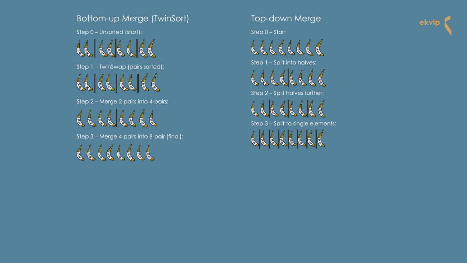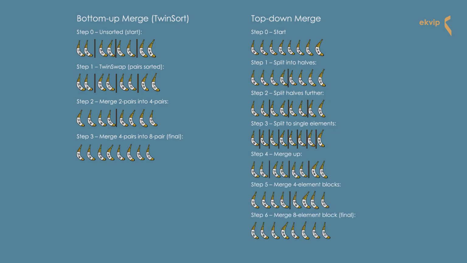The iterative bottom-up merge. The blocks are merged from bottom to top. You can see the block sizes grow as 1, 2, 4, 8. There is no recursion, only flat iteration. The top-down merge. Here, the list is first split all the way down to single elements. Then it is merged from the very bottom back up to the top. This involves more steps and requires recursion.